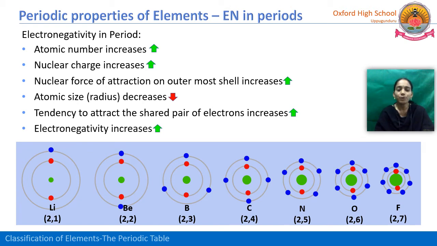When we move from left to right, see how the nuclear charge increases, that means the nuclear force of attraction increases. So the atom size decreases, the atomic radius decreases, whereas the outermost shell is attracted towards its nucleus. So the tendency to attract the electron also increases. It is easy to attract an electron towards itself. So the electronegativity increases.